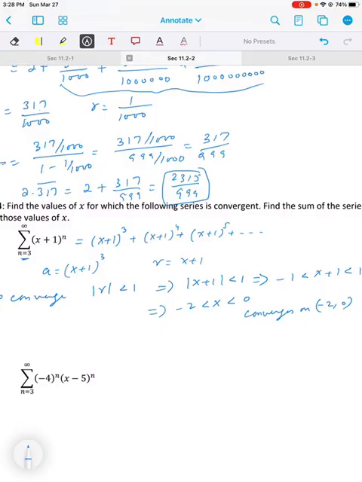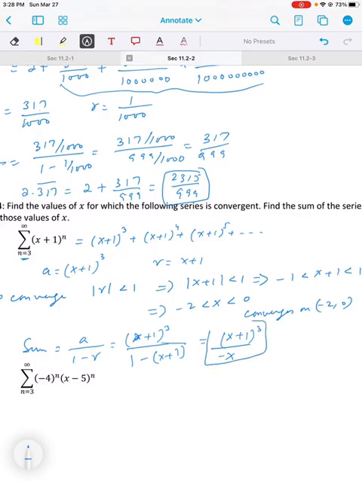So what is the sum now? You can write the whole inequality, or you can just say sum equals. Remember, it's going to be a over 1 minus r. So a is x plus 1 whole cubed, and r is x plus 1, so 1 minus x plus 1. Simplify, we end up getting x plus 1 whole cube over negative x. So that is your sum.